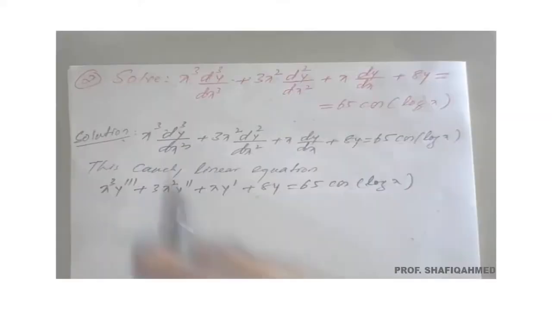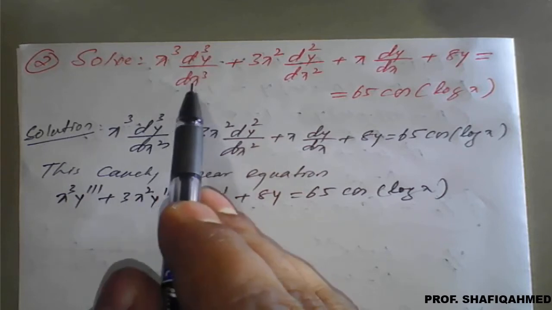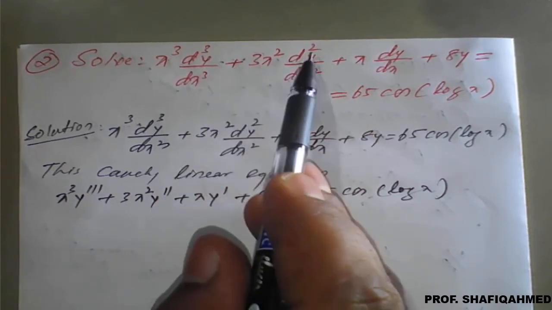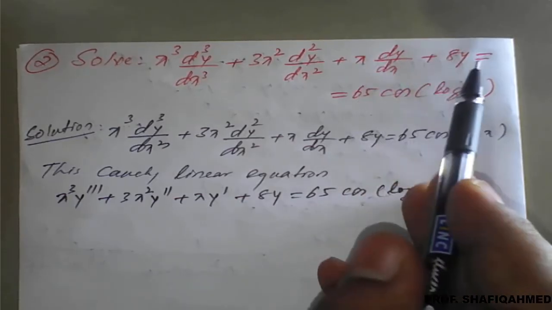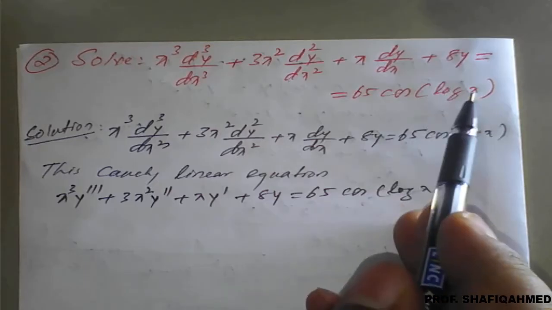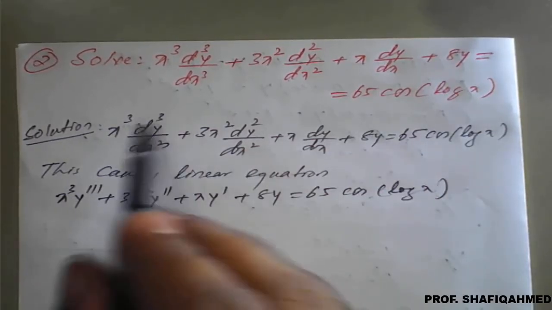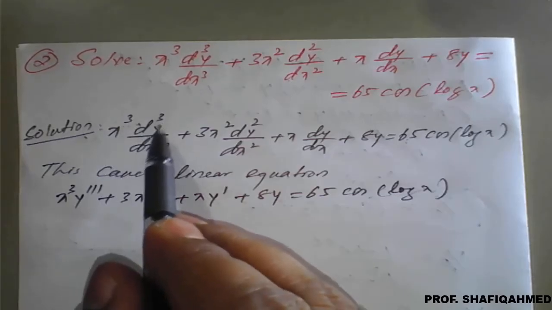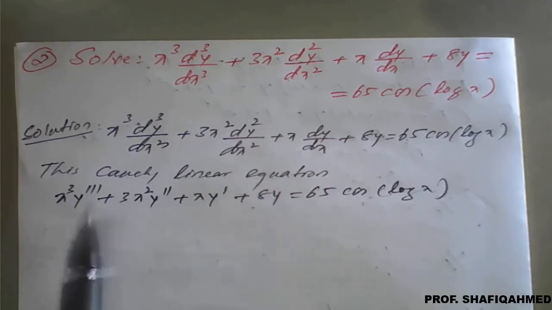Next question is: solve x cube d cube y upon dx cube plus 3x square d square y upon dx square plus x times dy by dx plus 8y equal to 65 times cos of log x. One of the important questions, so I have taken this question as it is. Because of x cube, this is of the Cauchy's linear equation form.